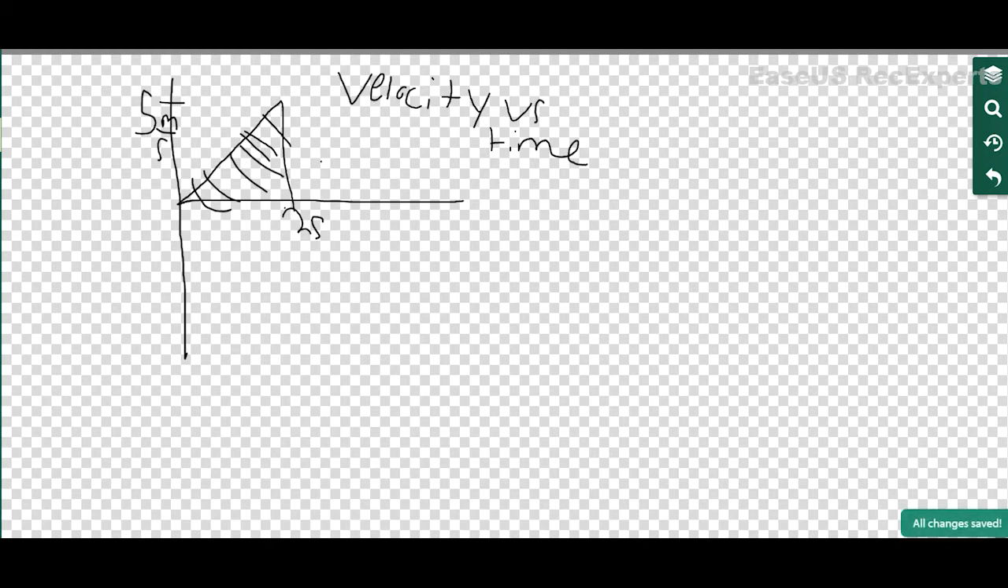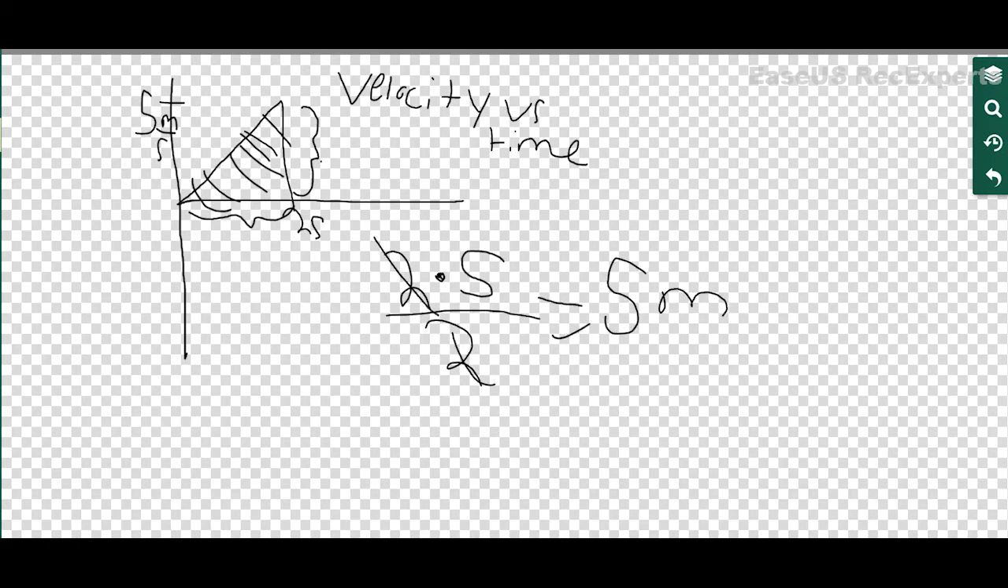Now, as you can see, it is a triangle, and in order to take the area of a triangle, you want to do base, right, which is 2, times height, which is 5, and then you want to divide that by 2. You can cancel this out, you get 5 meters per second, 5 meters traveled.